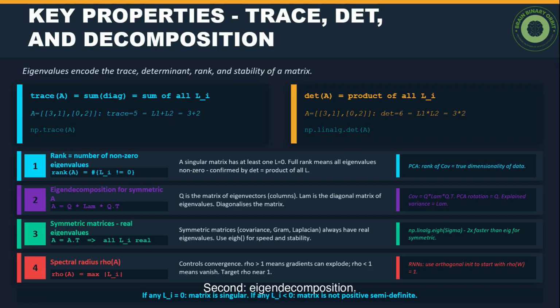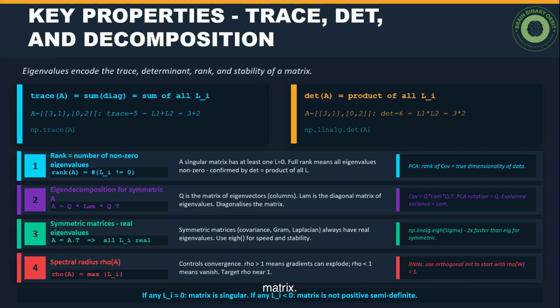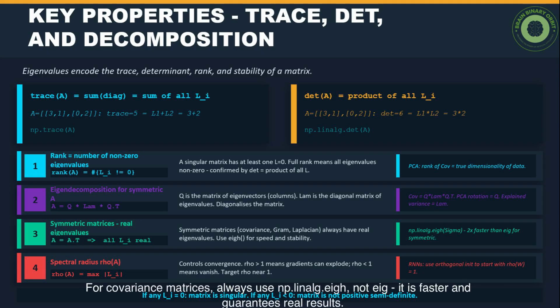Second, eigendecomposition. For symmetric matrices, A equals Q lambda Q transpose, where Q holds the eigenvectors as columns and lambda is the diagonal eigenvalue matrix. This diagonalizes A, revealing its natural structure. For covariance matrices, always use np.linalg.eigh, not eig. It is faster and guarantees real results.